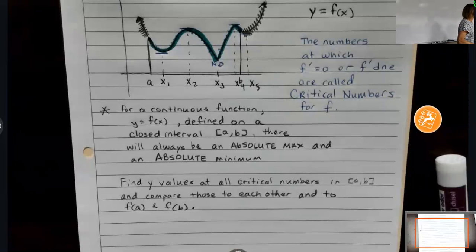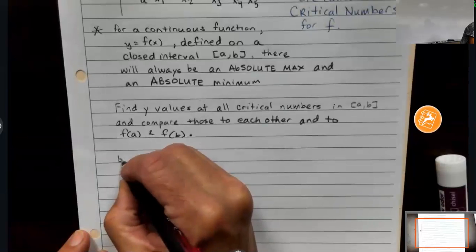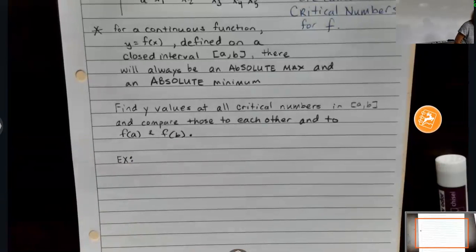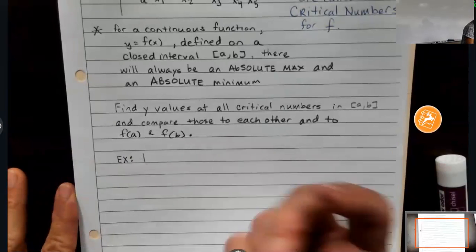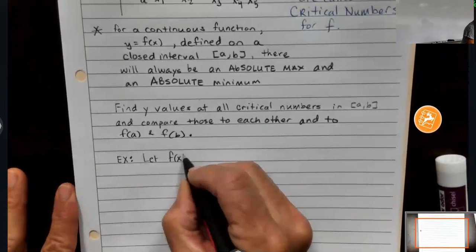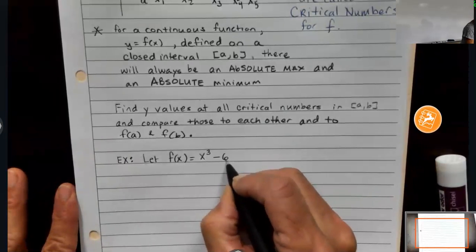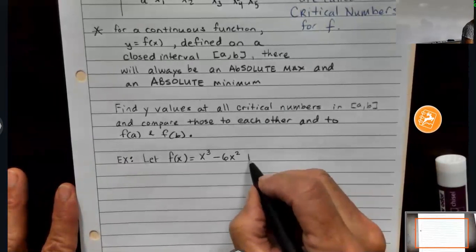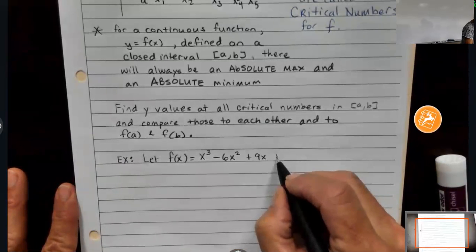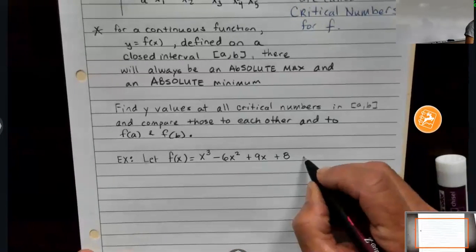Okay, so let's start with a polynomial, something that we can easily take the derivative of and easily factor. We might have some idea what the graph even looks like. Let's let f of x equal x cubed minus 6x squared plus 9x plus 8. And let's find the absolute max and the absolute min on the interval from 0 to 10.